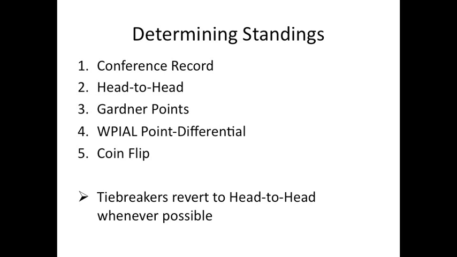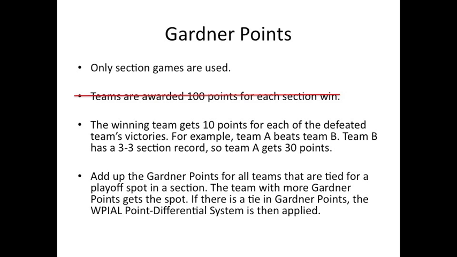So if we remember, when we look at the standings, that the tiebreakers revert to head-to-head whenever possible, Gardner points only come in whenever teams are tied head-to-head, which means they have the same record. Therefore, we don't need the 100 points for each section win because the teams in question with the Gardner point system already have the same number of section wins. So that part of the calculation is superfluous to figuring out the actual numbers.